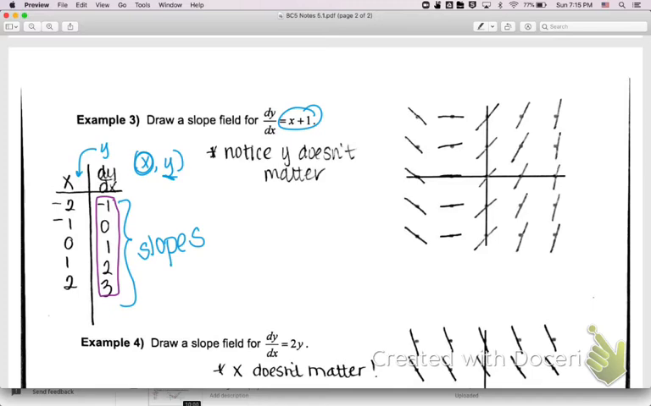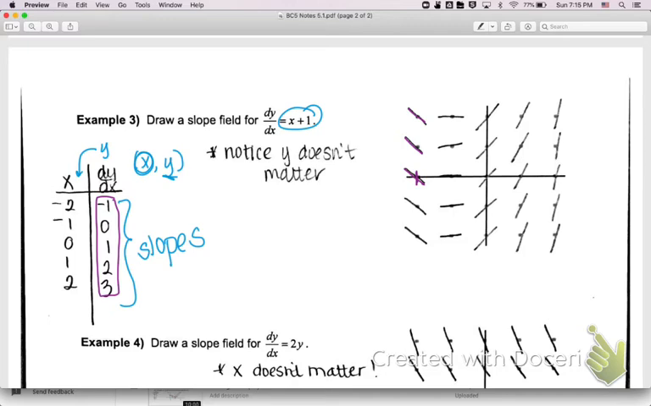So for all x values of -2, that would be this vertical line at -2 here. We drew a small segment with a slope of -1, -1, -1. And again, because the y value doesn't matter, it's going to be the same at all of those y values. A slope of 0 is easy to draw, a slope of +1.